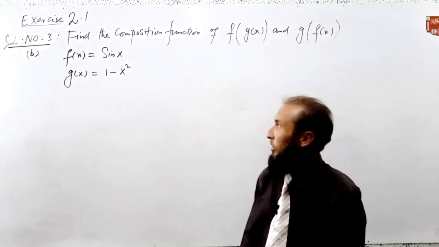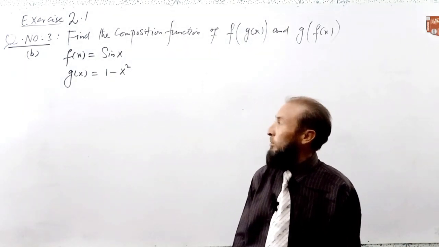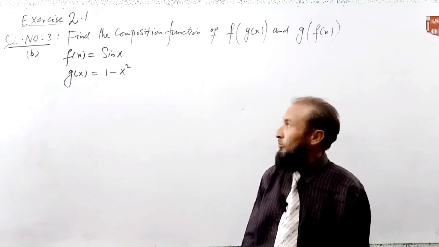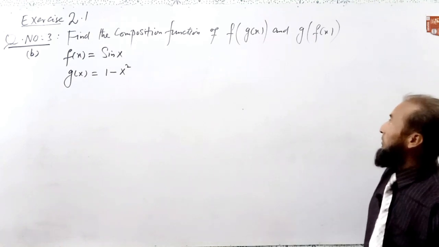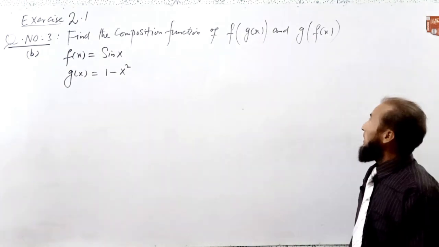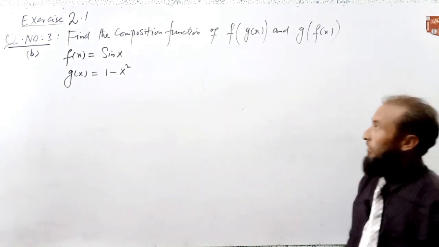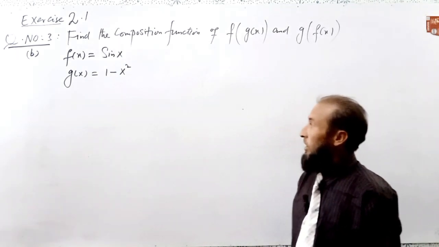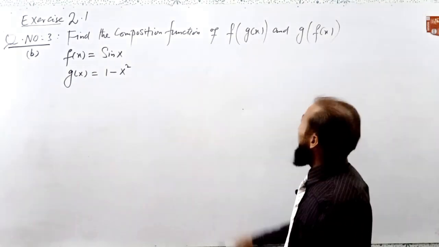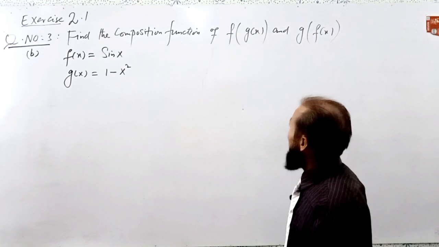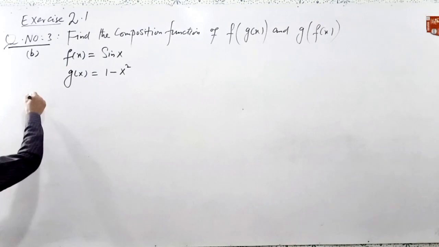Today we have a new exercise 2.1 from the second year book. Question number 3, part B. Find the composition functions f of g of x and g of f of x, if f of x is given as sin x and g of x is equal to 1 minus x square. How do we calculate f of g of x? Now we start the solution.